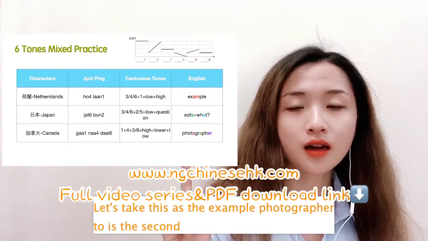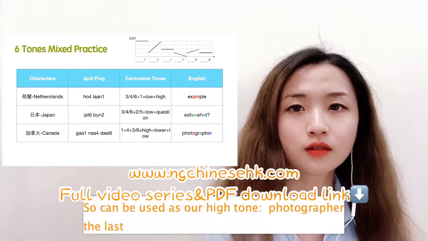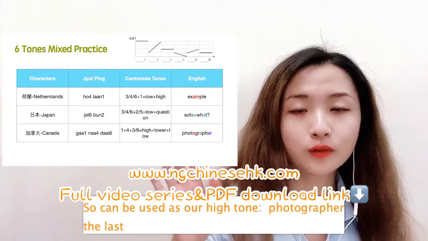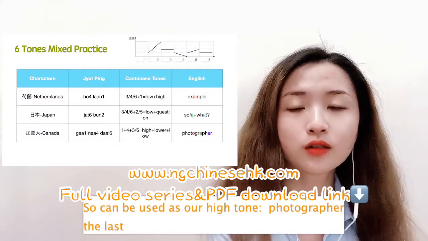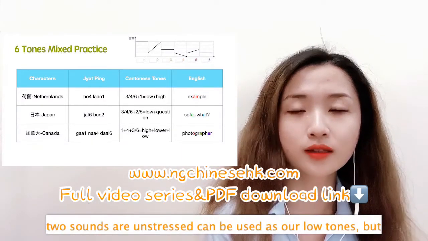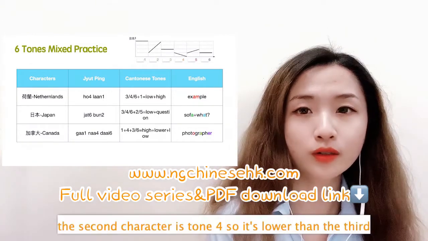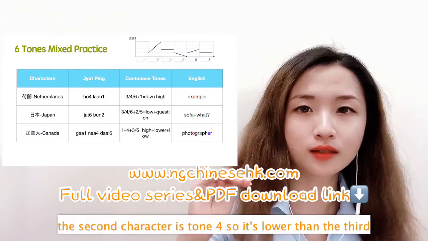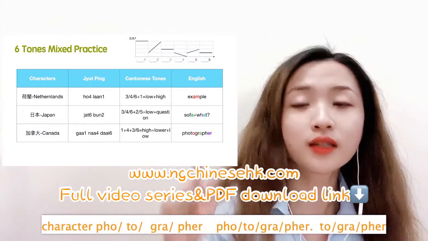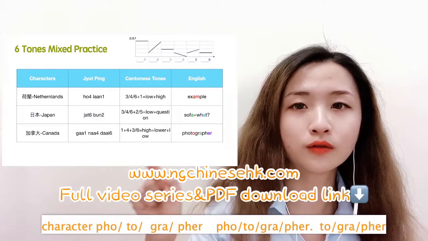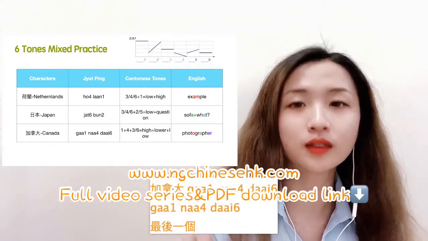Photographer. Ta is the second syllable, which is stressed, so can be used as our high tone. Photographer. The last two sounds are unstressed, can be used as our low tones. But the second character is tone 4, so it's lower than the third character. Photographer. Canada.